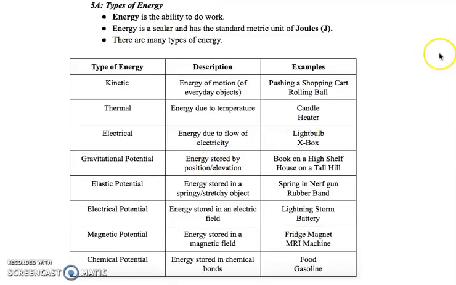Okay, in this section we're going to be looking at 5A and 5B. So that's going to be types of energy, and then we're going to look at two types of energy in a little bit more detail. So the first part of that is 5A, types of energy.